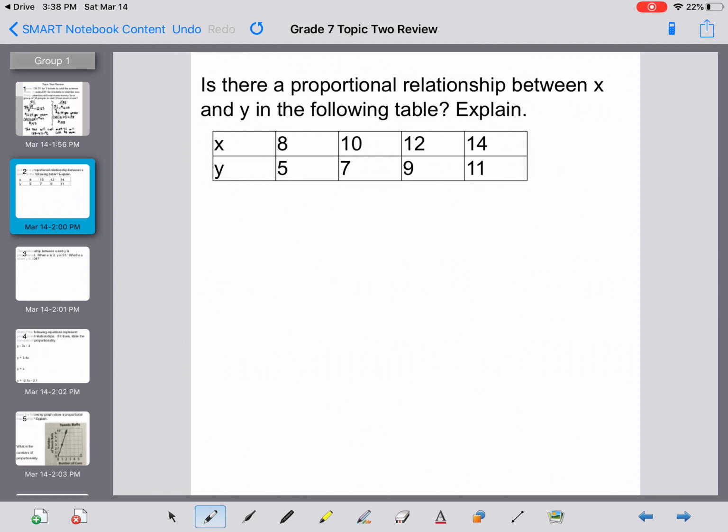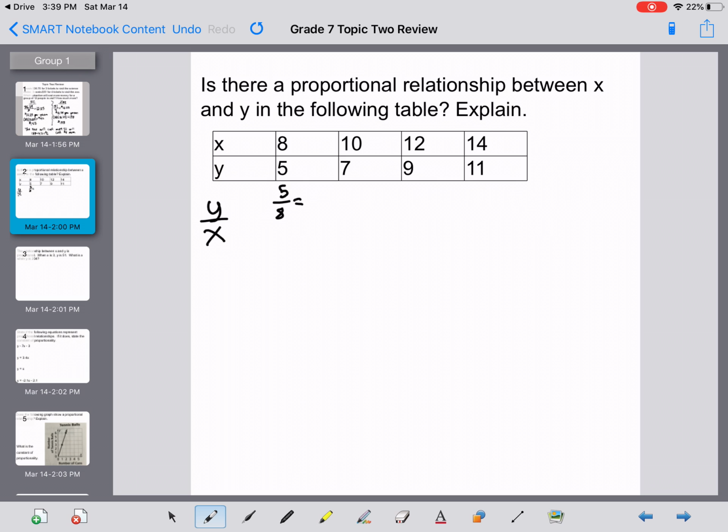The second question, is there a proportional relationship between x and y in the following table? Explain. Take a second to copy down the question and the table. To determine if there's a proportional relationship, anytime I want a proportional relationship, I'm going to divide y by x. So I'm going to do that for every single situation, and I'm going to be sure to show that work.